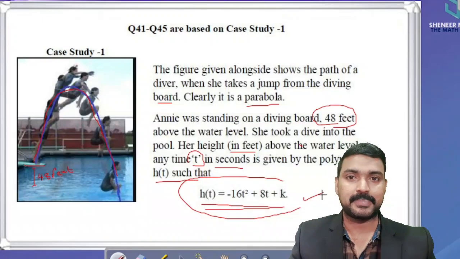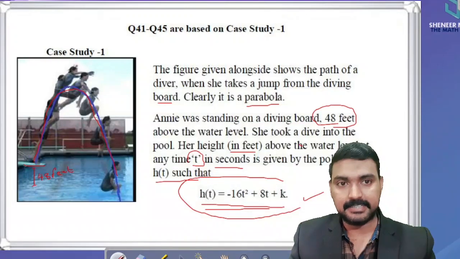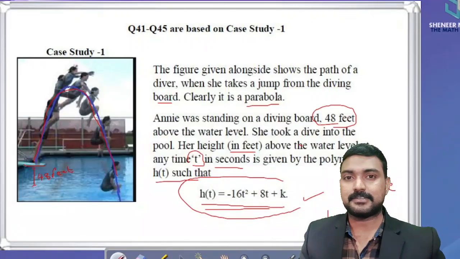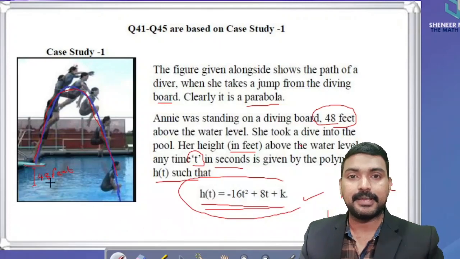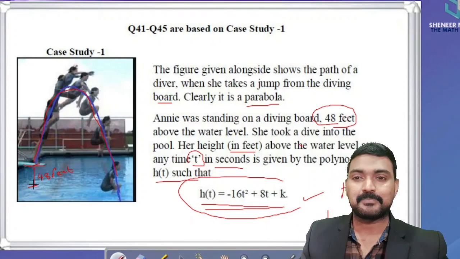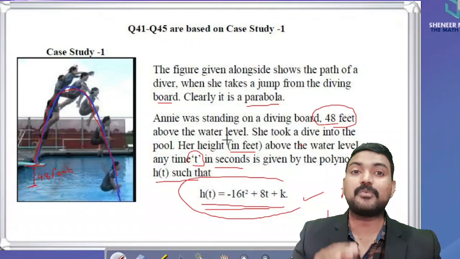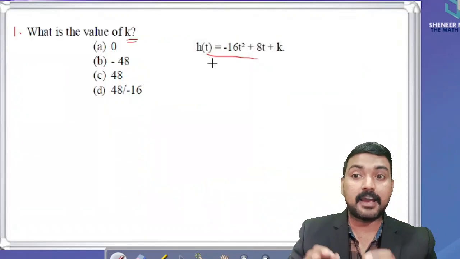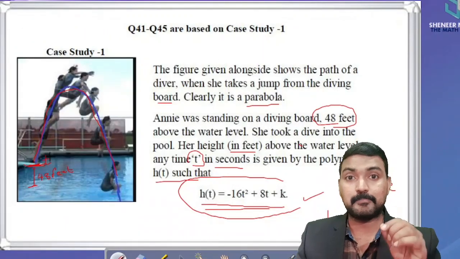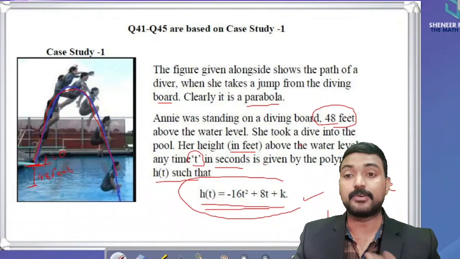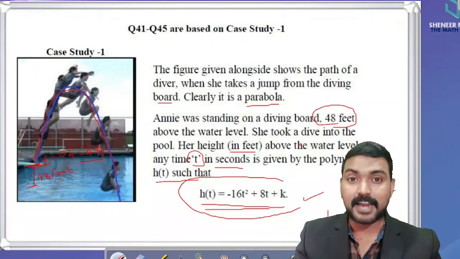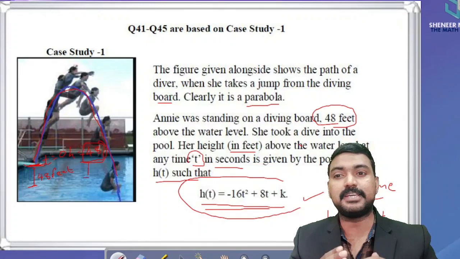What is this equation? In this equation, we can see the letter t, which is the time in seconds. And what is h? h is the height. Suppose if we give t is equal to 1, in the first second, what is the height of the diver from the water level? So, if it is 0, what will be the height? We know that Annie is the diver. She was standing on a diving board. So, at the beginning, she will be on the diving board, which is 48 feet above the water level. So, at the starting point, she will be 48 feet above the water level.